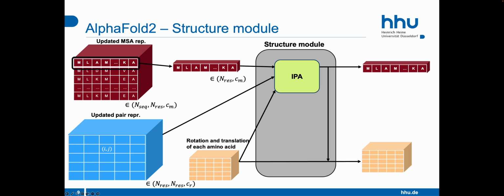These updated amino acid representations are then used to update the rotations and translations of each amino acid. Afterwards, we use the updated amino acid representations in red, the updated rotations and translations of the amino acids displayed in orange, and the pair representations that have not been updated displayed in blue as the input for the next structure module. After applying 8 blocks of structure modules, we can use the predictions for the amino acid positions and their orientations to construct a 3D model of the proteins with positions for all atoms of the protein.